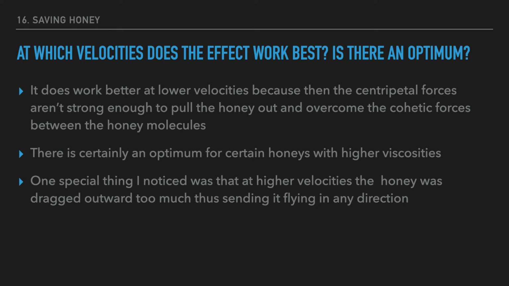So at very high velocities and with a very viscous honey, I could actually see the honey was pulled outwards too much in order for it to wrap around the rod, but instead it being dragged onto a point that the cohesive forces, which usually would hold the honey together, weren't strong enough to hold it together anymore, and the radial forces, which squeeze the honey outwards, are so great that they are able to overcome these cohesive forces and sending the honey flying into any direction, which can be seen now.